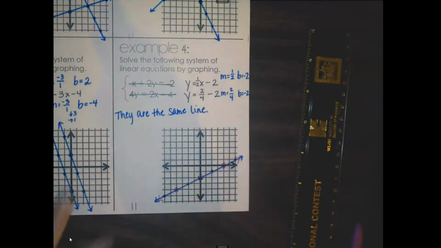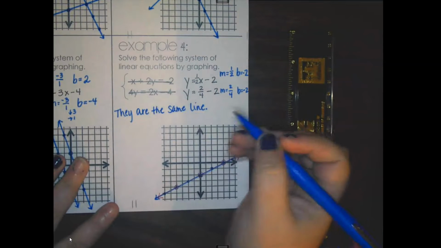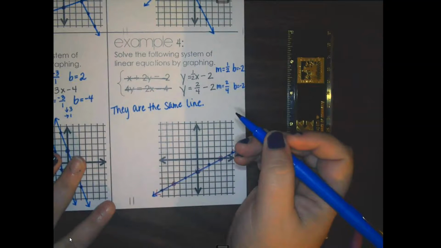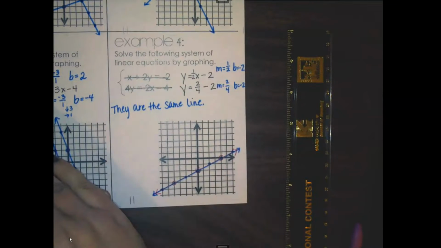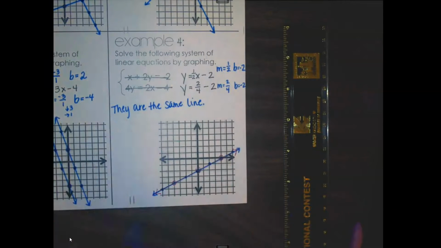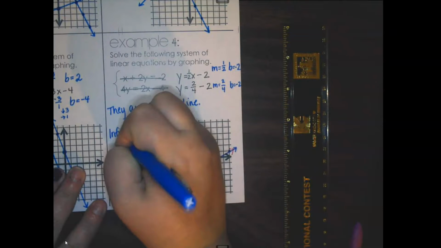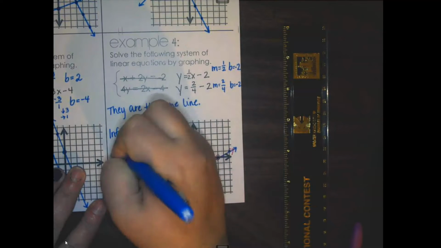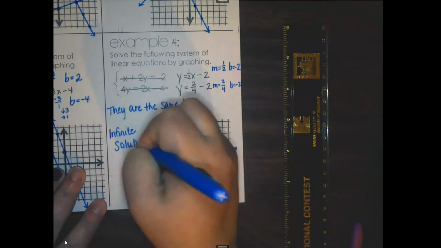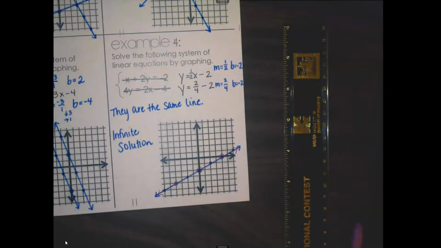And that's the truth, because all numbers are solutions. Okay? So we have no solution and all solutions. So how we would say that is there's infinite solutions. I know you've heard of infinity, to infinity and beyond. That means forever. That means there's an endless number of solutions. So there's an infinite number of solutions.